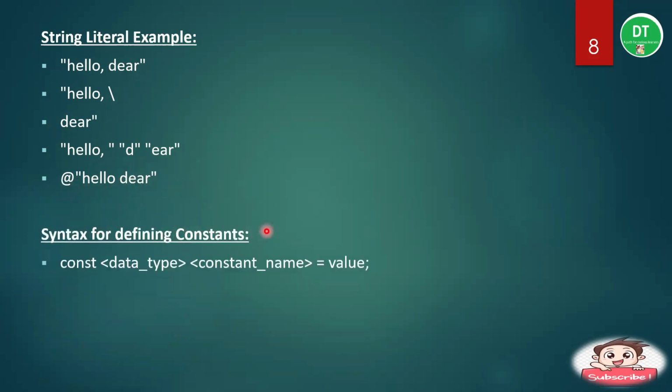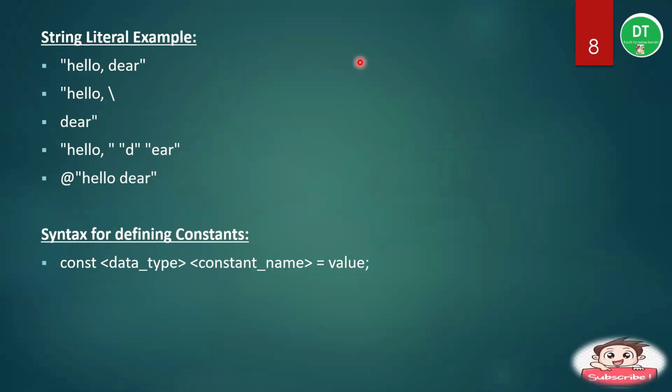Syntax for defining constants. Now we'll discuss the syntax for defining a constant. We can see here I'm having const, then the data type will come, then the name of the variable will come, and then we'll have an equal sign and assign the value, meaning the literal which will be assigned to this variable.